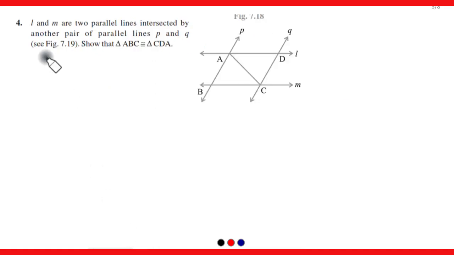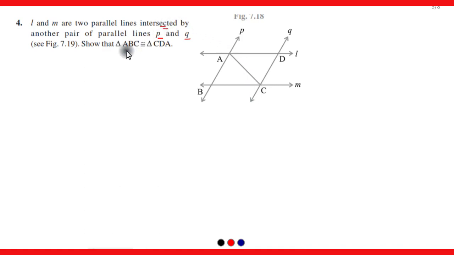Next question. Here L and M are two parallel lines intersected by another pair of parallel lines P and Q. What is given here is that this is L and M. These two are parallel lines, and P and Q are another set of parallel lines. Both intersect each other. Correct?